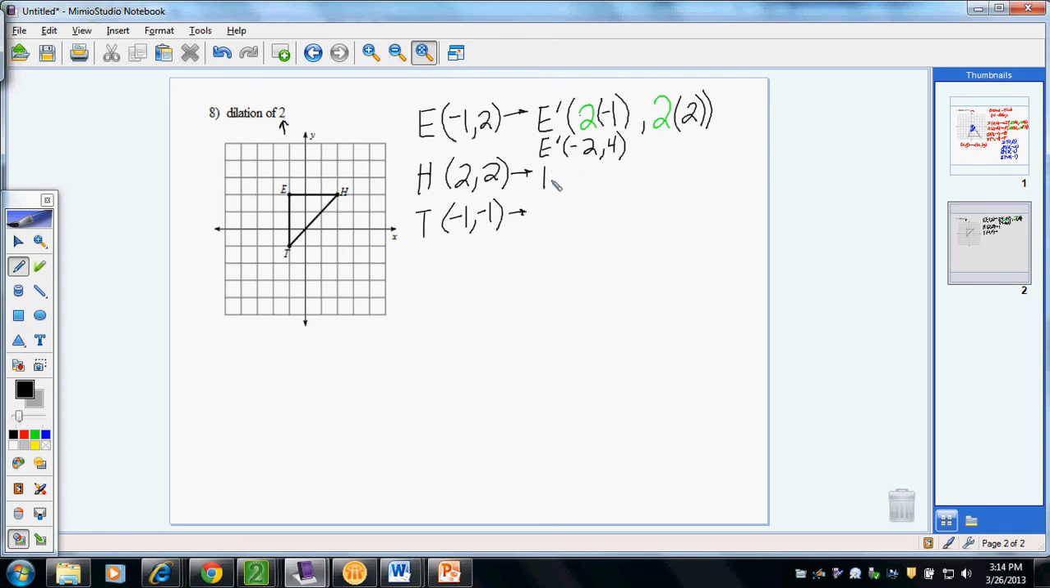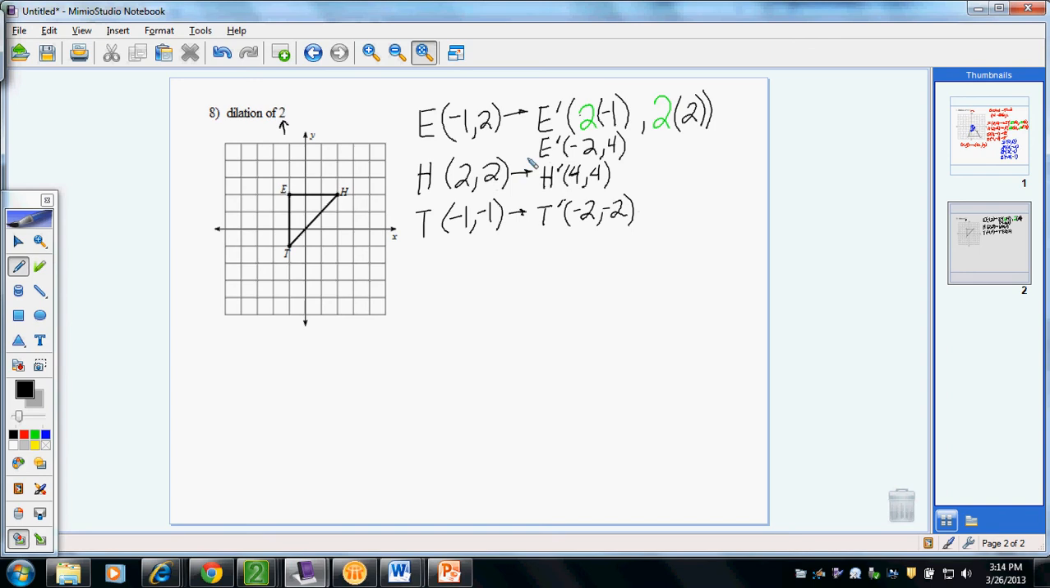So then we can apply that same rule to H prime, which is going to be 4, 4, and T prime, which is negative 2, negative 2.